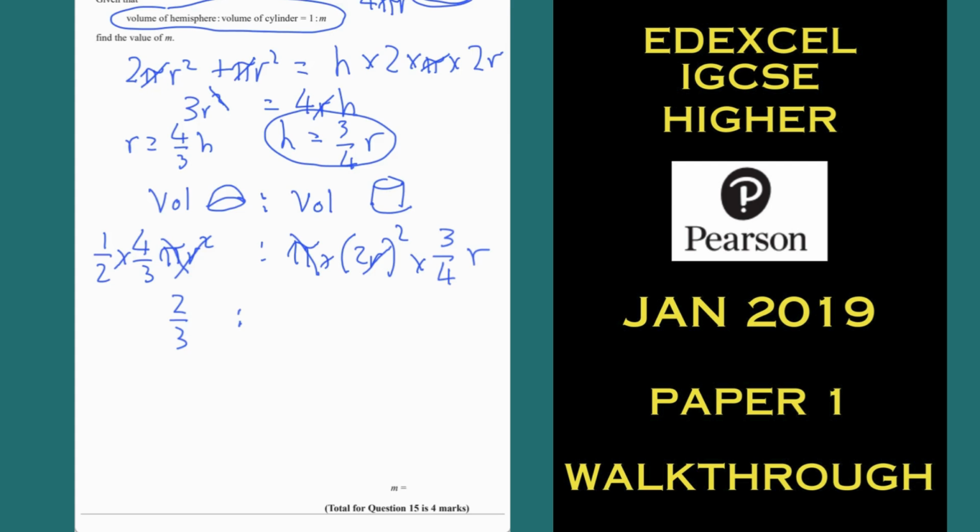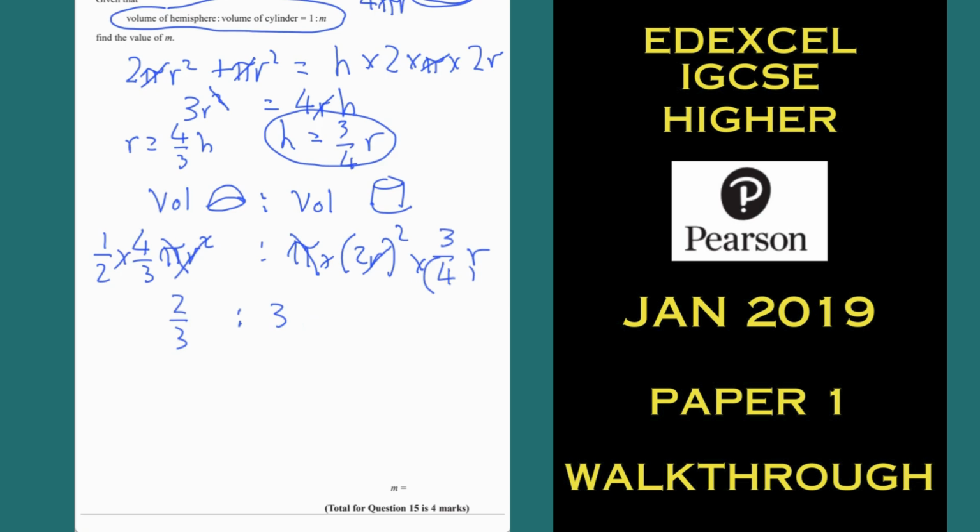And on the right-hand side, again, let's tidy this up. I've got 2 squared. That's 4. Divided by 4. They cancel. So I'm just left with 3 r on the right-hand side.